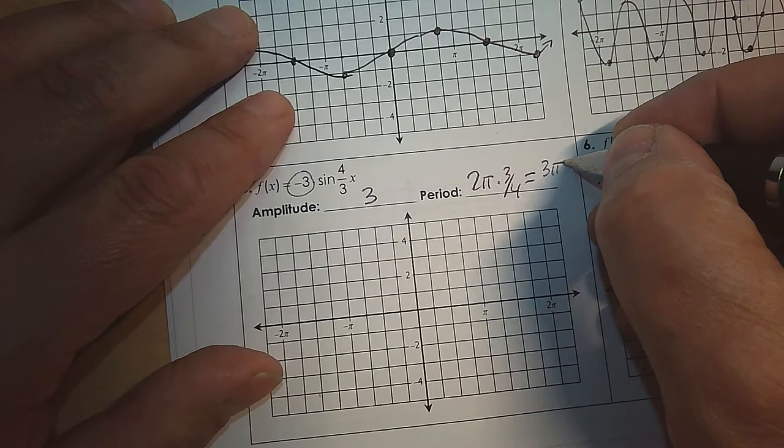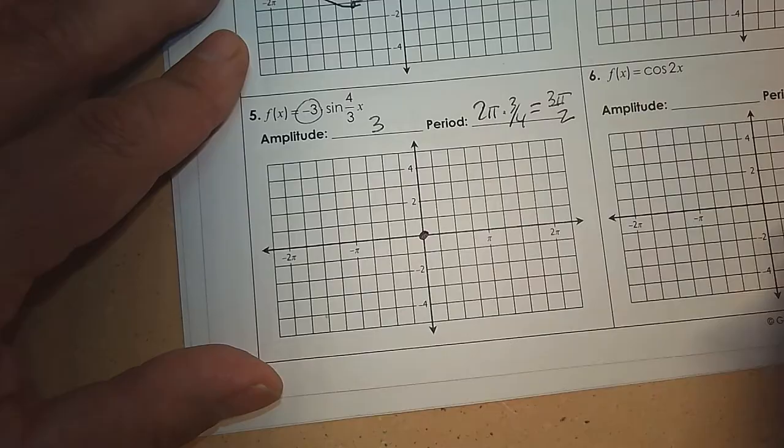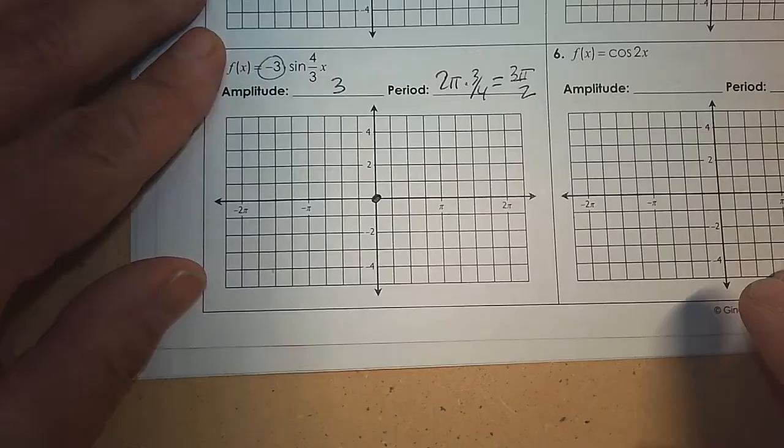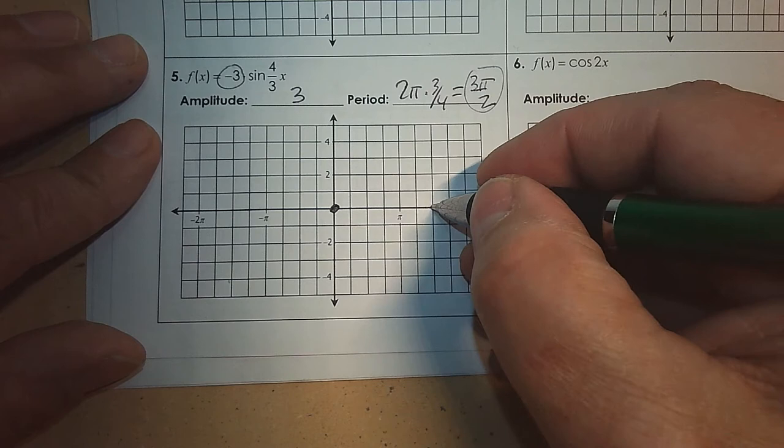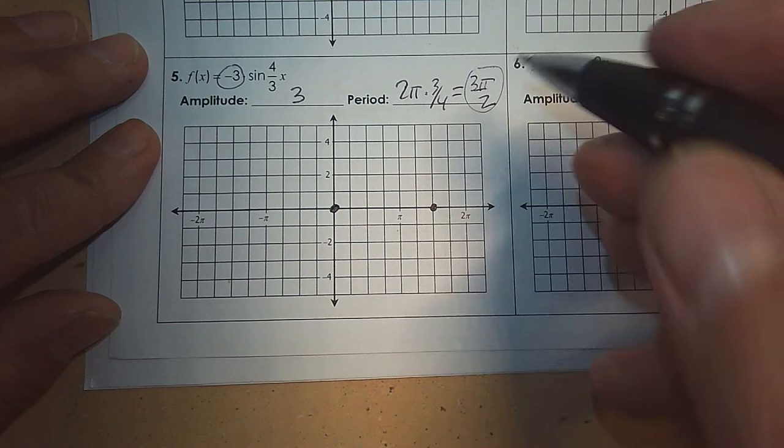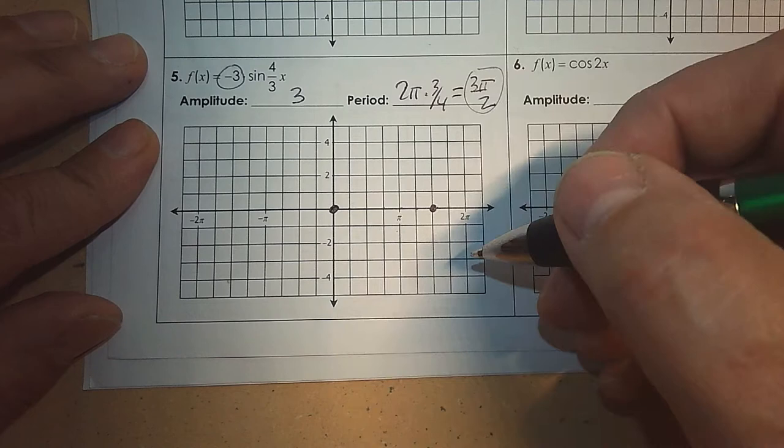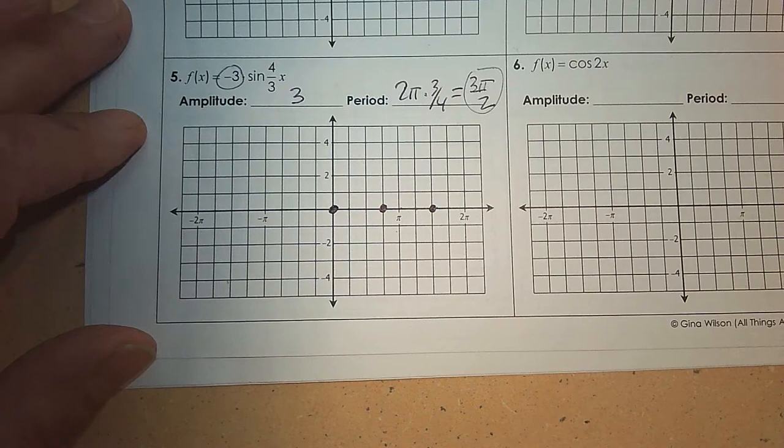Sine starts in the middle, so I'm going to start in the middle. I need to find 3 pi over 2. That's 1.5. So there it is. 1.5, 1 pi, 2 pi, 1.5. In the middle, I'm going to count 1, 2, 3, 4, 5, 6. So 3 is then going to be also in the middle. There it is, sorry. So sine starts with middle, middle, middle.